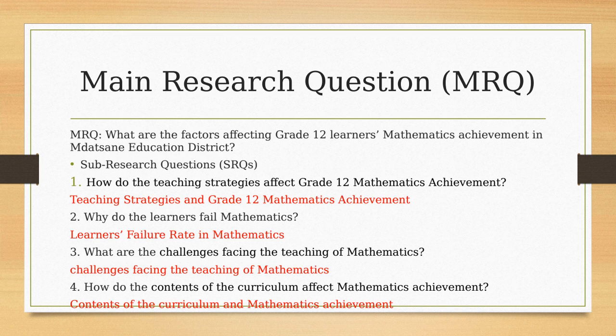Another point is that your sub-research questions determine your instruments. That is, what are the instruments that are common? Interview guide for qualitative and questionnaire for quantitative. So these are the 5 or 6 reasons why we need to have good sub-research questions.